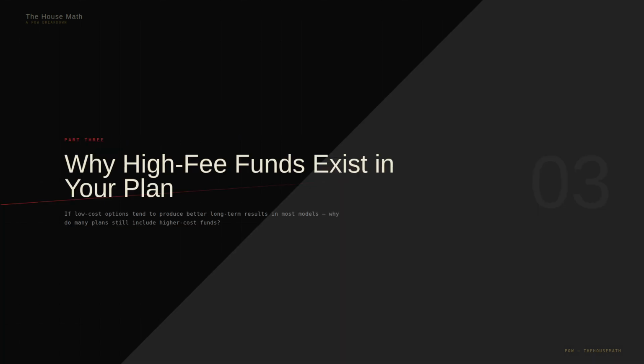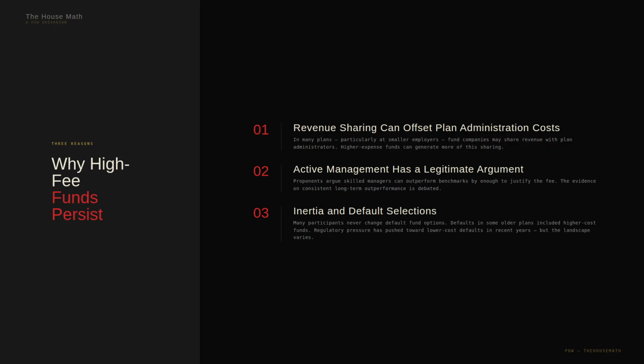If the math on low-cost index funds tends to look better in most long-term scenarios, why do many 401k plans still include high-cost, actively managed funds? A few reasons worth understanding. Reason 1, plan administration costs. 401k plans cost money to run.